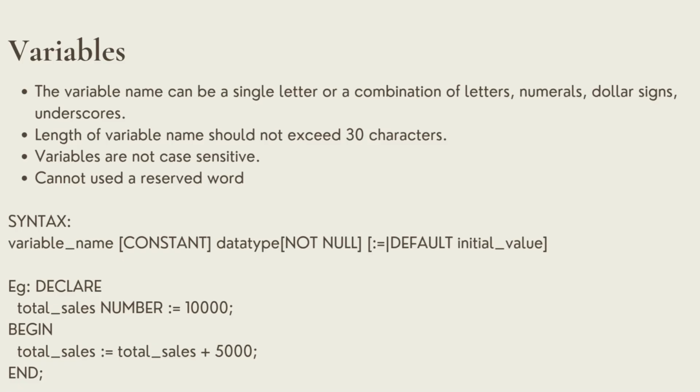The variable name can be a single letter or a combination of letters, numerals, $ signs, and underscores. The length of a variable name should not exceed 30 characters. Variables are not case-sensitive. We cannot use a reserved word as a variable name.